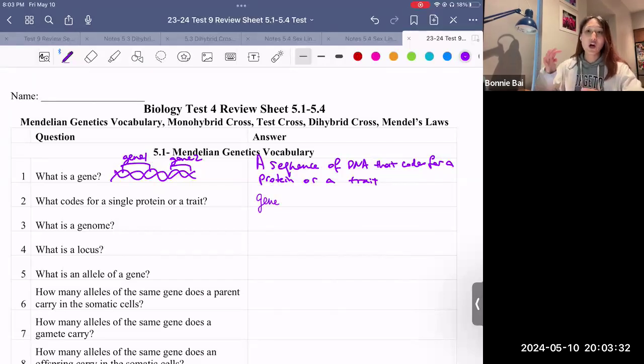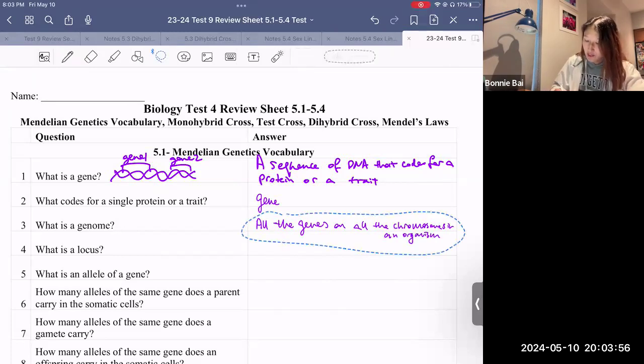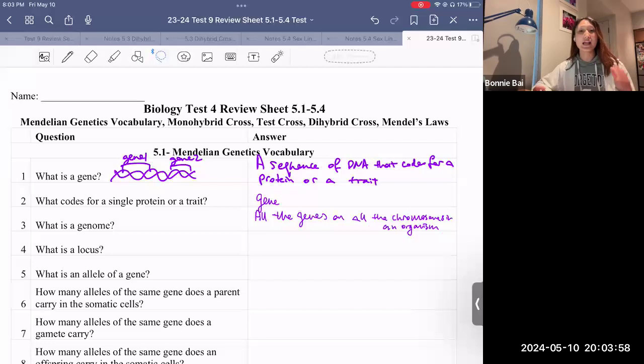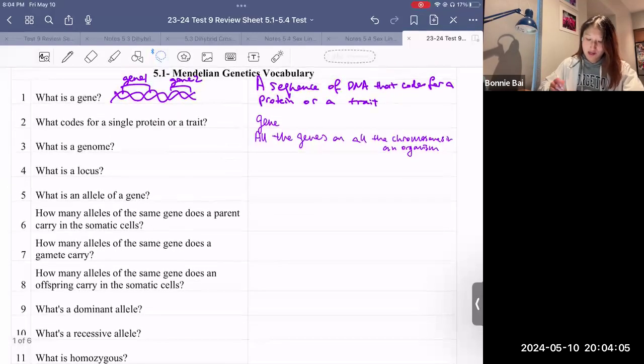A genome is all of the genes and all of the chromosomes. So you can say all the genes on all the chromosomes in an organism. Okay, so if we're talking about your genome, it will be all the DNA that your body carries. That's what we mean by a genome. All right, moving on to the next question. What is a locus for number 4?